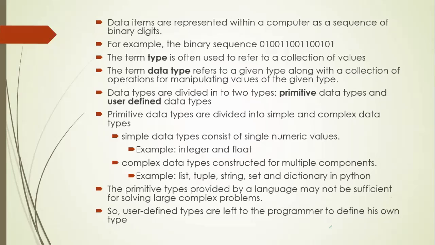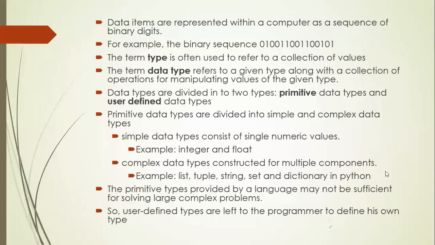The data types are generally divided into two categories: one is primitive data types and the other is user defined data types. The primitive data types are divided again into two: simple and complex data types. The simple data types contain single numeric values, for example, integer and float. If you declare one integer variable, that integer variable will hold one value, and in the same way float.